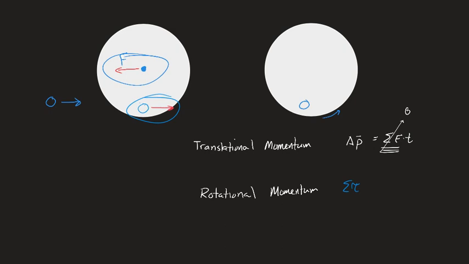Now, this means that for whatever amount of time this torque is applied, there's going to be a change in angular momentum of the merry-go-round. So the kid jumps on the merry-go-round and it starts spinning.